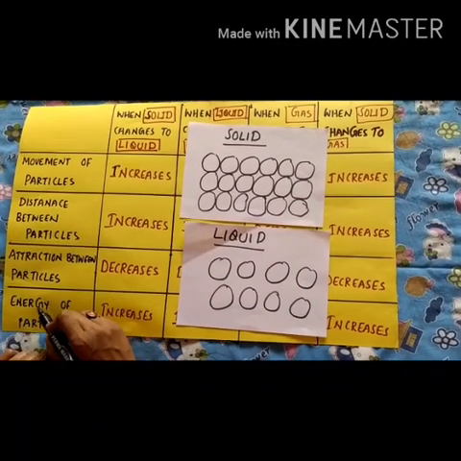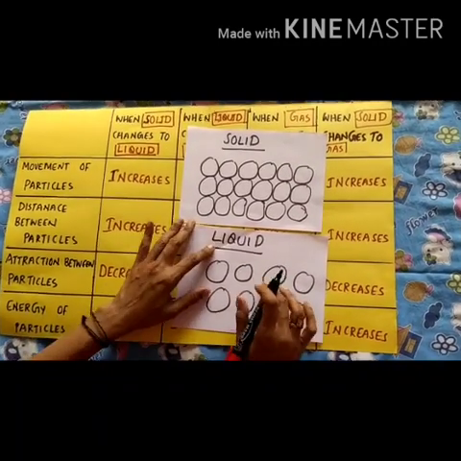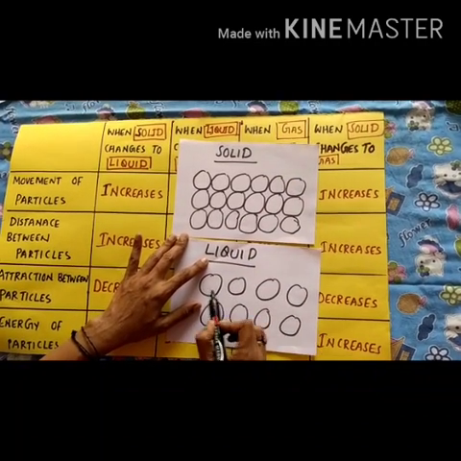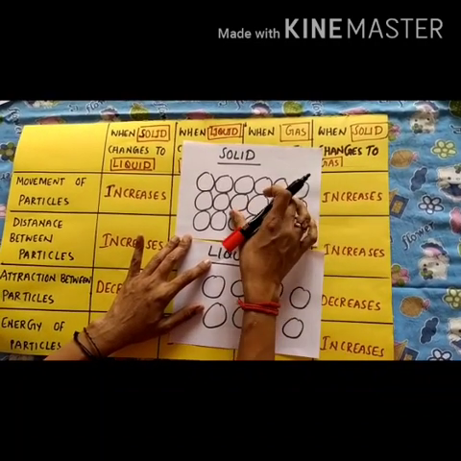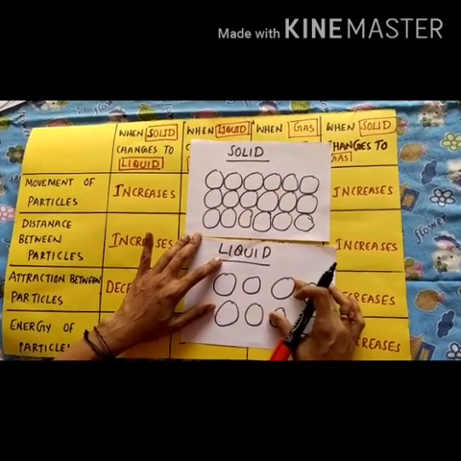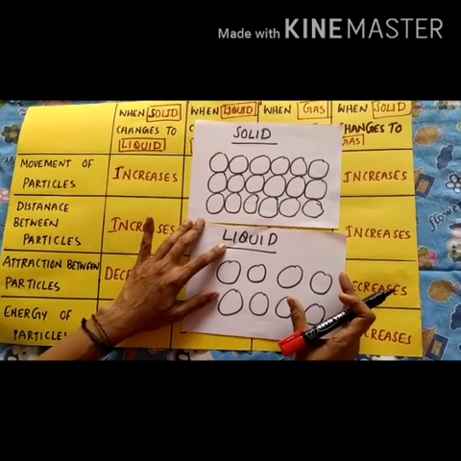The next property is energy of particles. What happens to the energy when this solid changes to liquid? As compared to solid, the particles can move here and there. Since they can move, the energy of course increases.